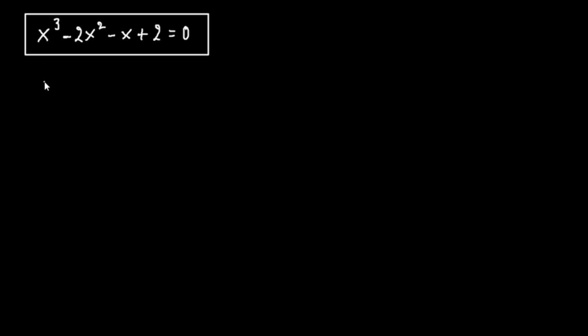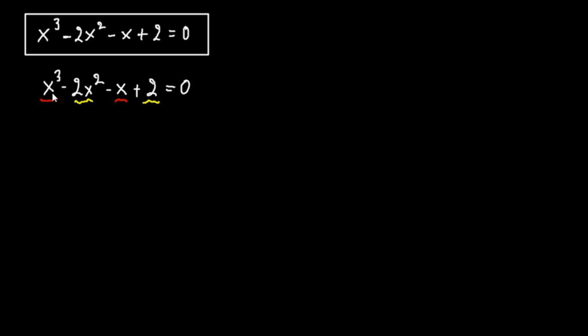We rewrite it here. We have x to the third minus 2x to the second minus x plus 2 equals to 0. So if we observe these numbers we have here, we see that we have x to the third here and minus x here, and over here we have 2x to the second, and here we have a 2.